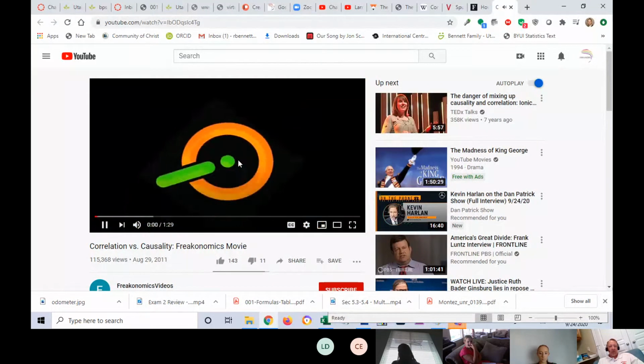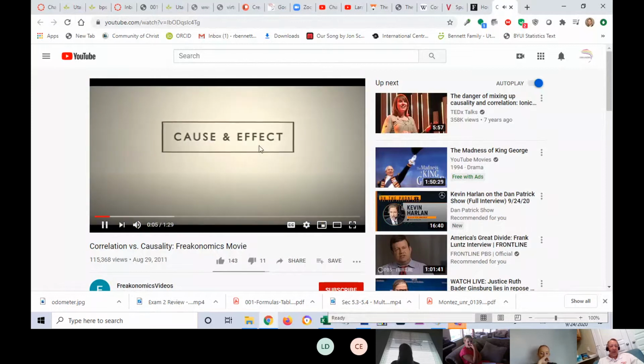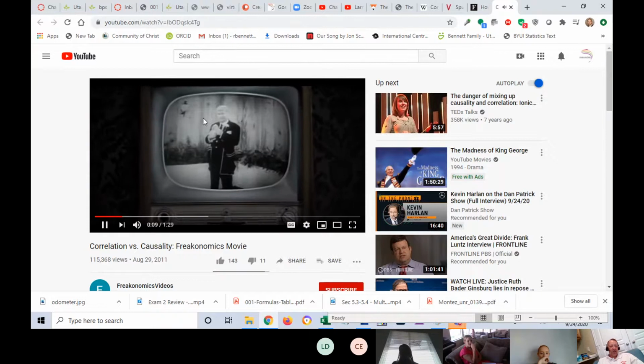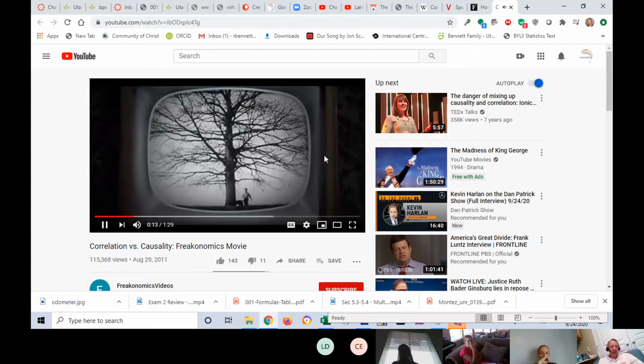Okay, now here we go. So this is Freakonomics, one of my favorite statistics podcasts. It talks about cause and effect, and they give this. This is Captain Kangaroo, who used to be popular in like the 60s, I think.